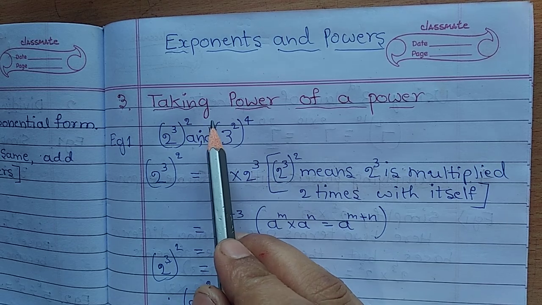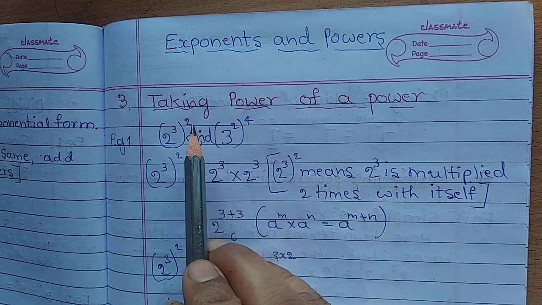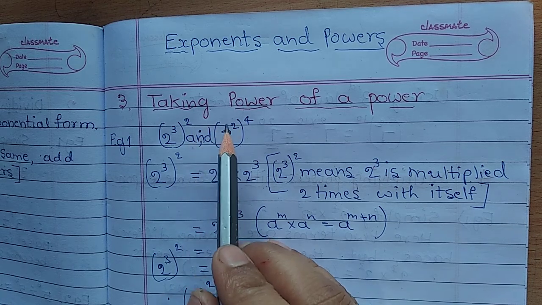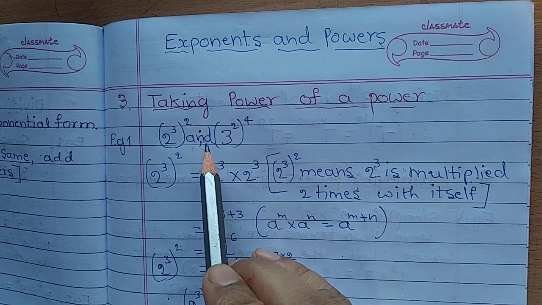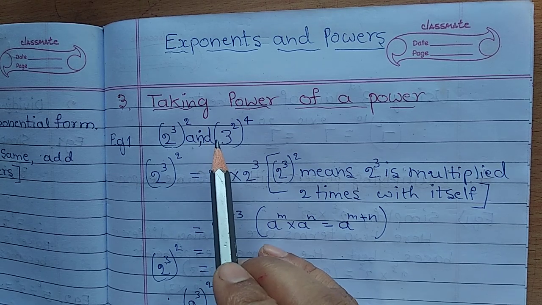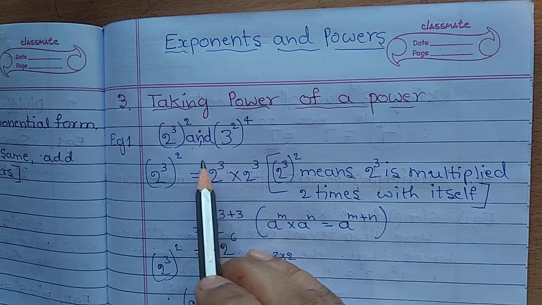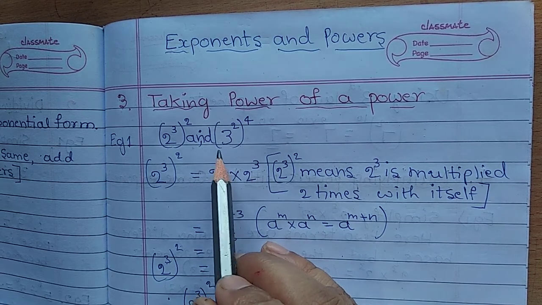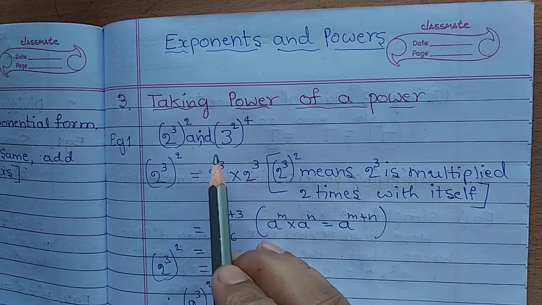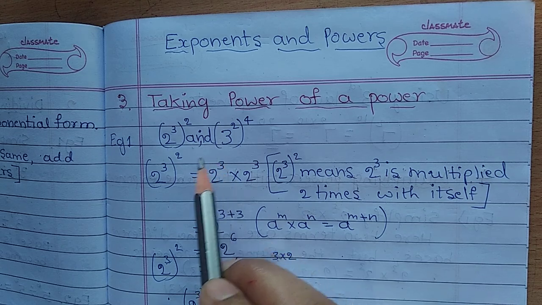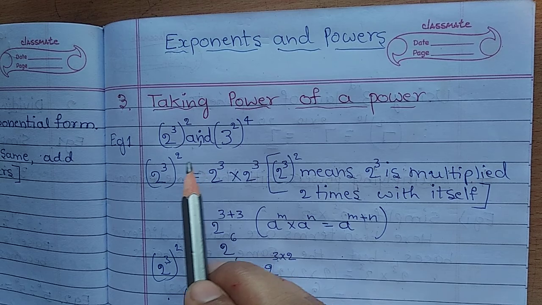We have studied about the laws of exponents, that is first law and second law. First law of exponent states that a power m into a power n is equal to a power m plus n, where a is any non-zero integer, m and n are whole numbers. It means if the base is same, if it is multiplication, we can add the powers.